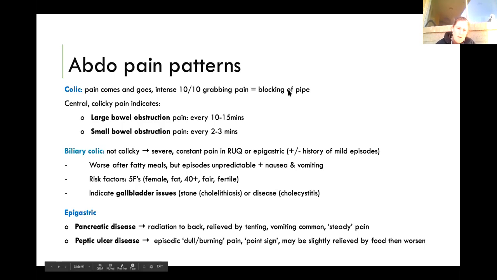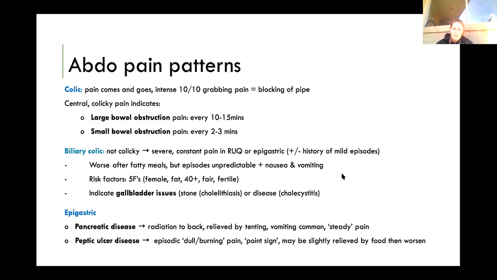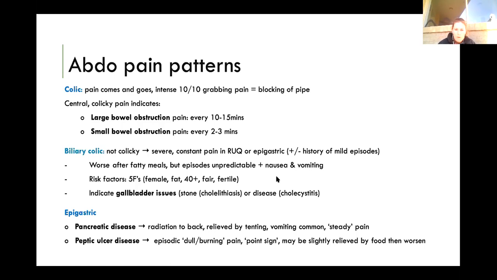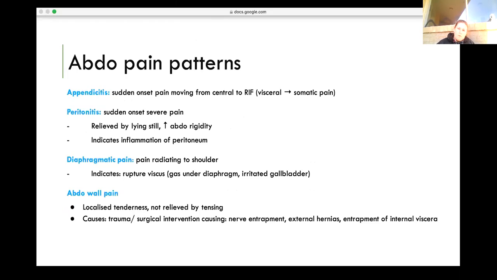And then another pain that's located in the epigastrium can be peptic ulcer disease, which can be a dull burning pain, and it's also associated with a point sign. So patients are able to point like it hurts here, rather than just being like my stomach hurts. It's more like this is where it really hurts, and it might be relieved by food and then worsened. And then appendicitis pain, we've gone through, moving from the central vague pain because of visceral referral of pain to a sharp pain in the right iliac fossa.